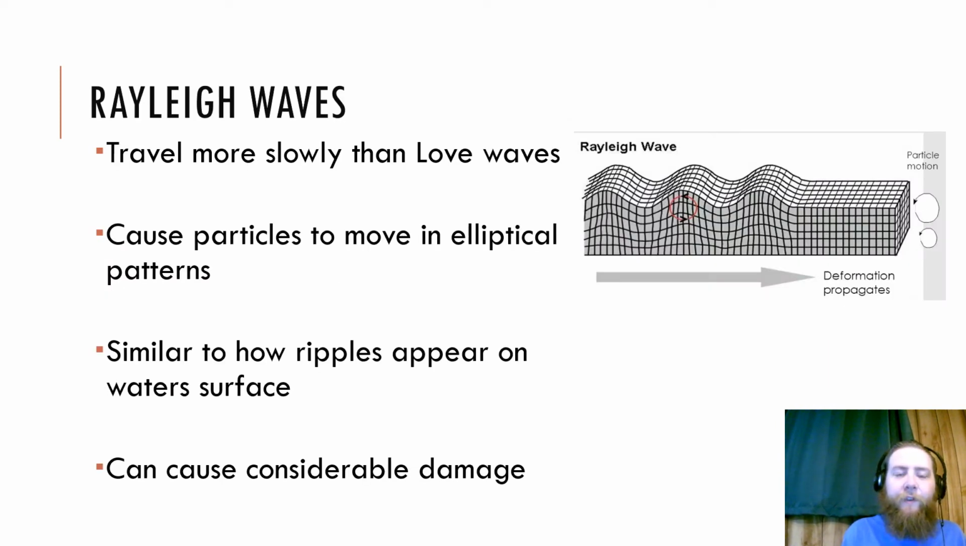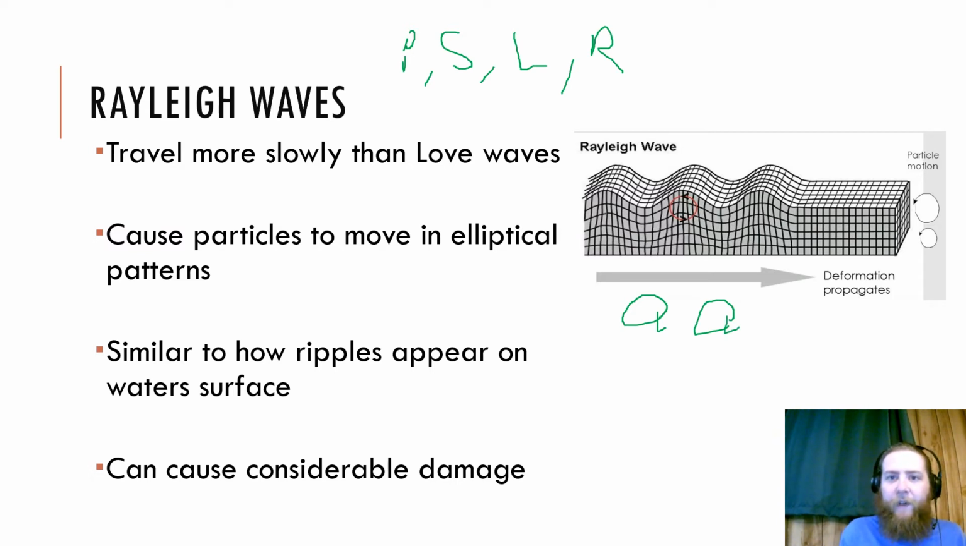Rayleigh waves travel even slower than Love waves. So in order of fastest to slowest, it's P, then S, then Love, then Rayleigh. And they move in these elliptical patterns, kind of like a clock almost. It's very similar to how you get ripples on the surface of water. These are the ones that cause a lot of damage when we get to towns. Town buildings are not really good at moving in this kind of circular fashion.